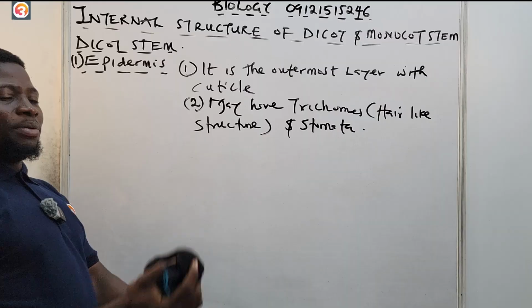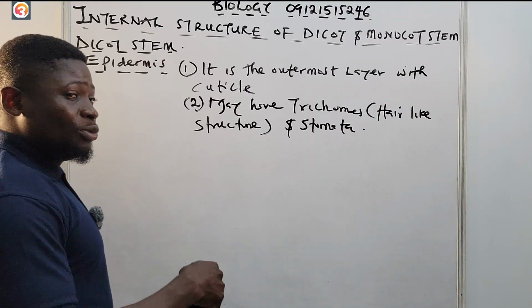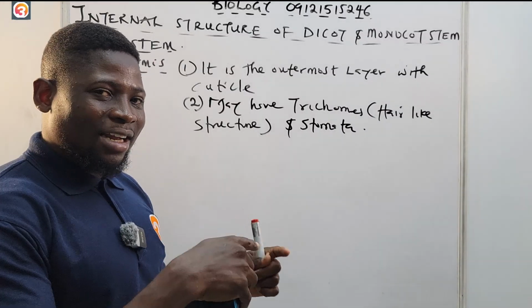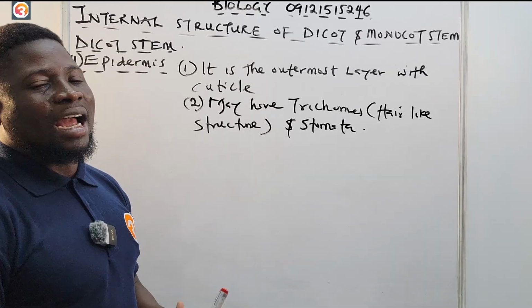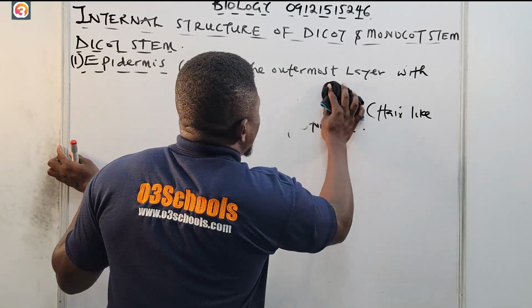So the next part after the epidermis, we usually go into the cortex. But of course, there's another part called the hypodermis. So let us quickly see the hypodermis.